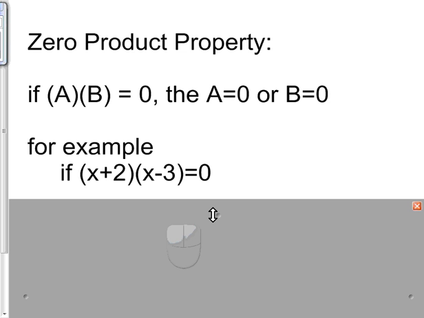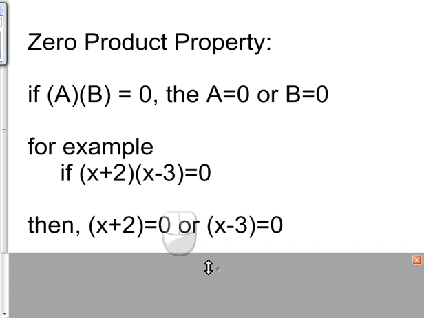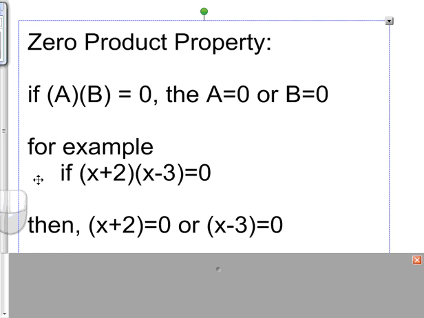We have x plus 2 times x minus 3 equals 0. What does that mean? Yeah, that means if we have this here, x plus 2 times x minus 3 equals 0, that means either x plus 2 or x minus 3 equals 0. So this is like our A, this is like our B, A times B equals 0.